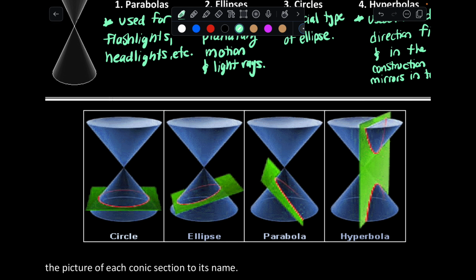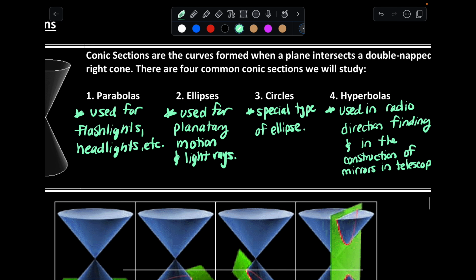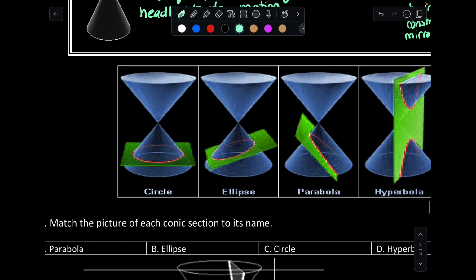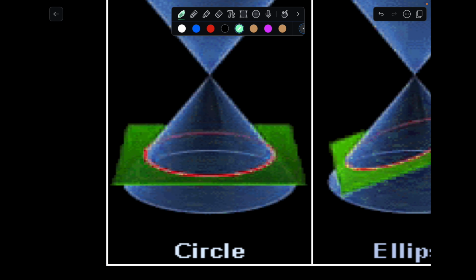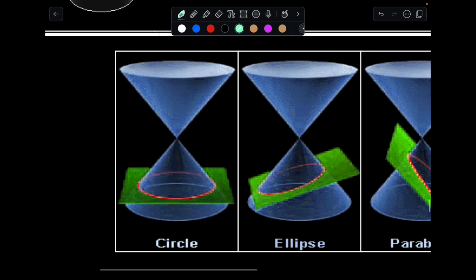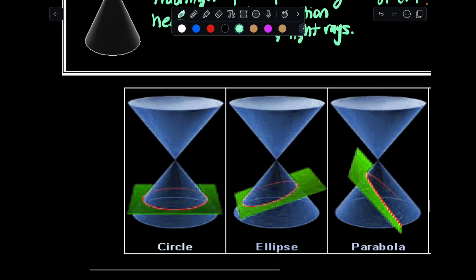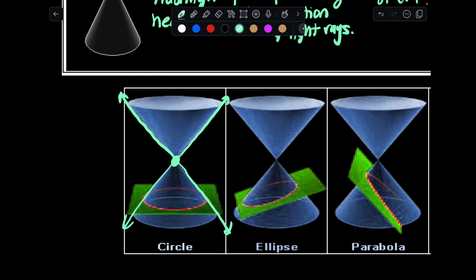Here's an example of the double-naped cone being intersected by a plane. Depending on the angle that this two-dimensional plane is passing through, it will create one of these conic shapes every single time. If we take that two-dimensional plane, think of a sheet of paper, it's slicing through this double-naped right cone. This double-naped right cone is two three-dimensional cones that are meeting at a point called the vertex. Both of these cones expand in their respective direction infinitely, all right? So we are zooming in at the point where they meet.